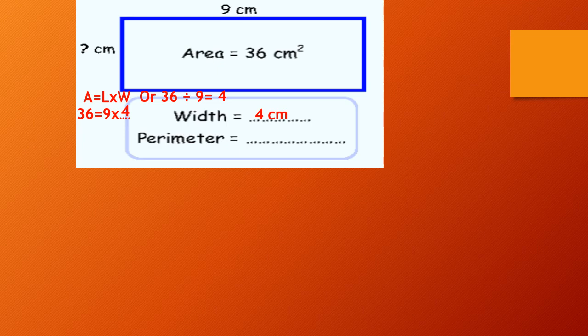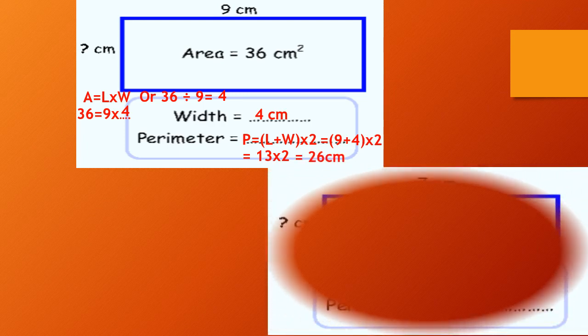We want to know the perimeter of this rectangle. Length plus width, by 2. 9 plus 4, by 2. 13 by 2 equals 26 centimeters.